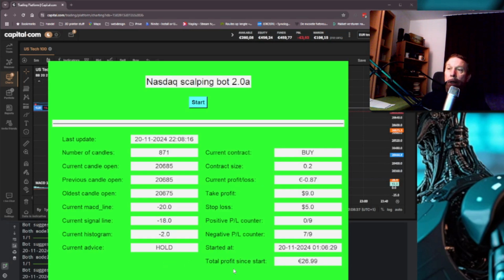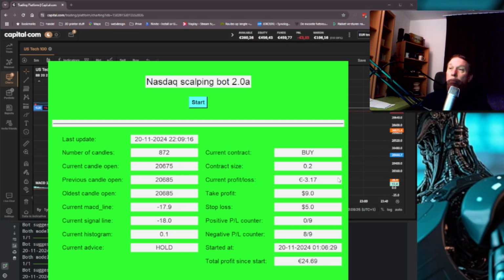If we look at what the bot made, and I see that while I was recording this, the bot made a total of almost 27 euro today. I started it at 1 a.m. this morning, after I noticed that the bot didn't start up on its own. So I had to start it manually. So from last night till now, the bot has made, and now it's 24.